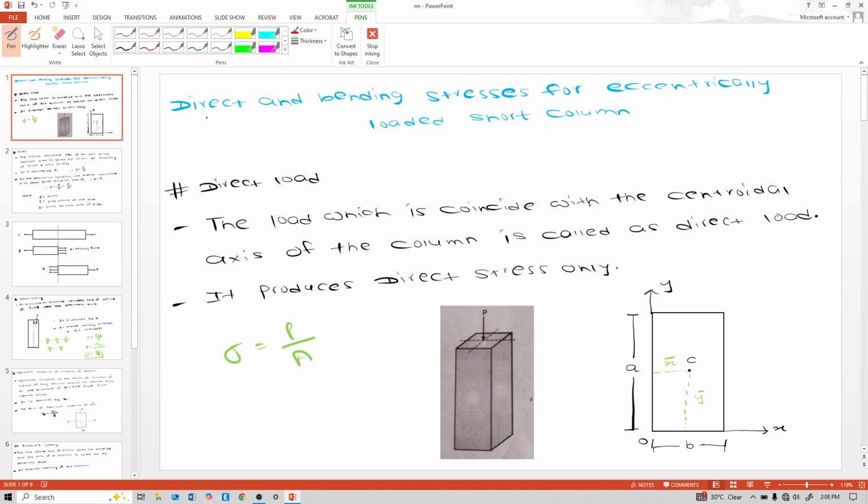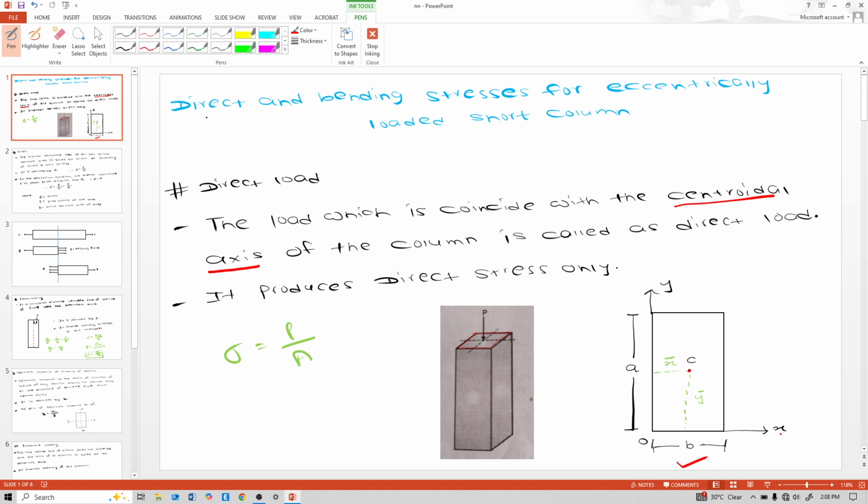The load which coincides with the centroidal axis. So first understand what the centroidal axis is. Centroidal axis is nothing but, see this shape. This is a rectangular shape. That rectangular shape I have drawn here, and see the centroid. This C is the centroid of this rectangle.